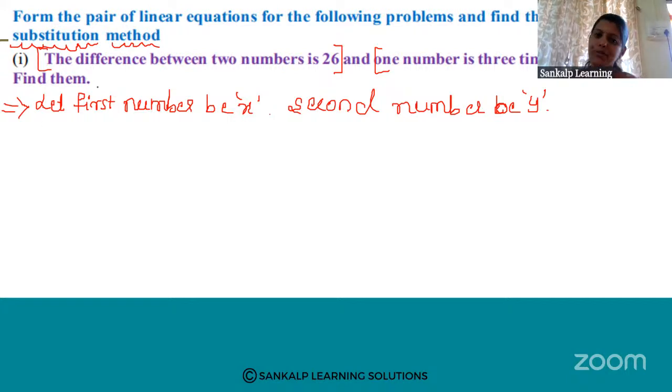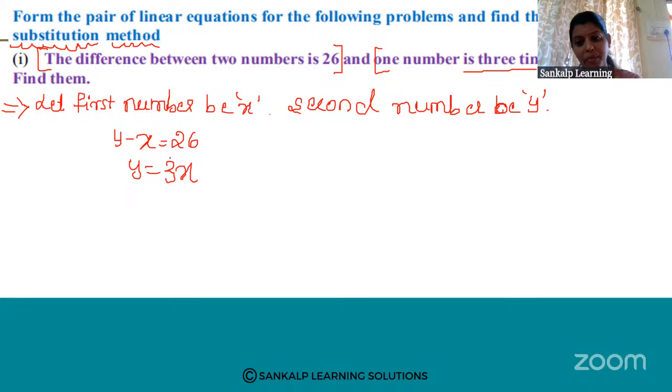First, the difference between two numbers is 26. Here the two numbers are x and y, so I will take it as y minus x is equal to 26, because the difference between two numbers is 26, right? Next, the second line: one number is 3 times the other. That means y is equal to 3 times the other number, which is x here. So y is equal to 3x. So this is the first equation and this is the second equation, right? Equation number 1 and equation number 2.